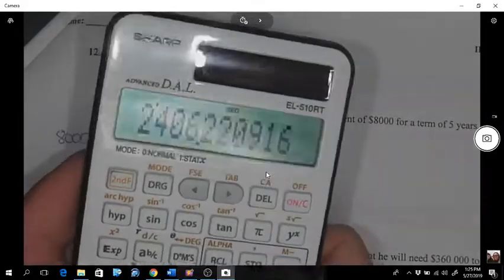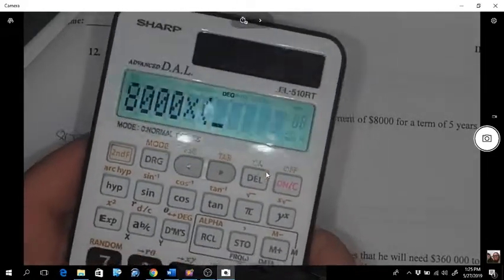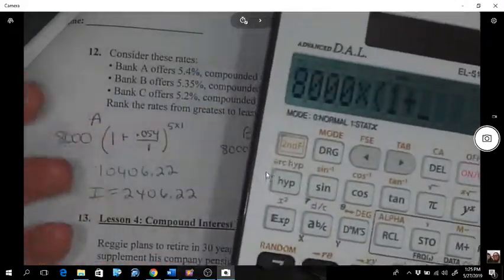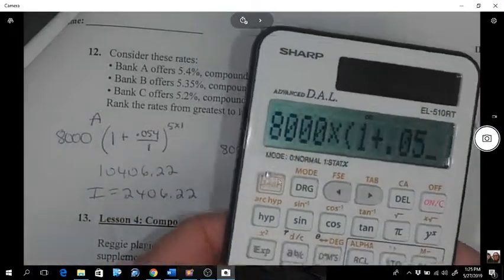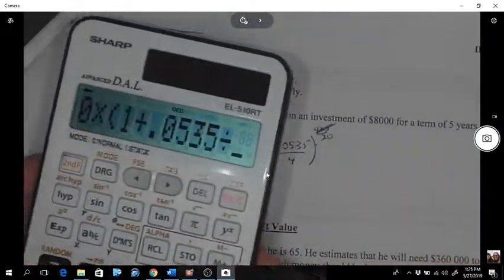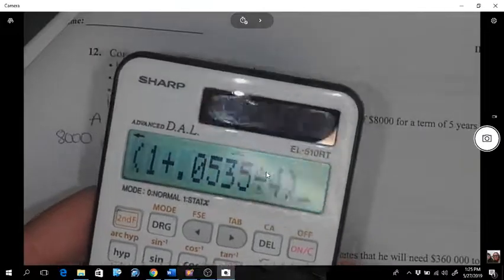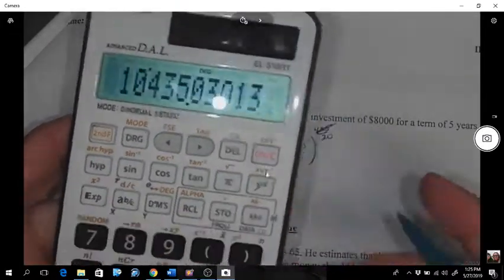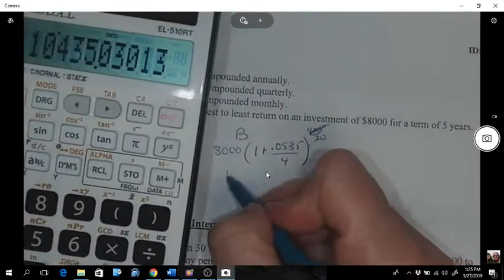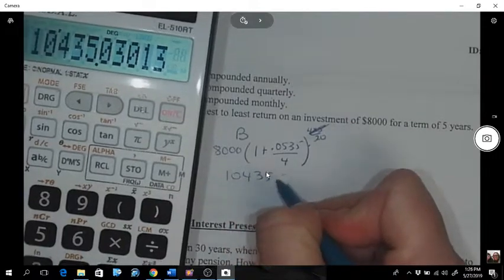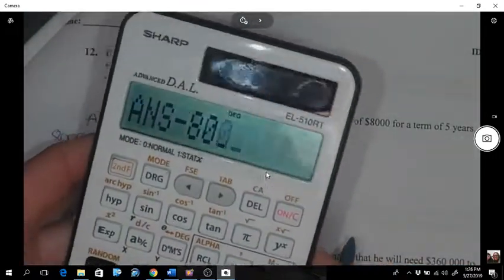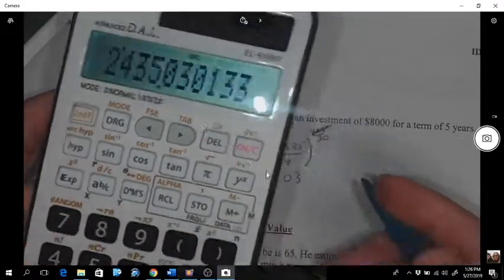So 8,000 times 1 plus 0.0535 divided by 4, to the 20. That gives 10,435.03, and again I'm going to take 8,000 off that if I want to know the interest.